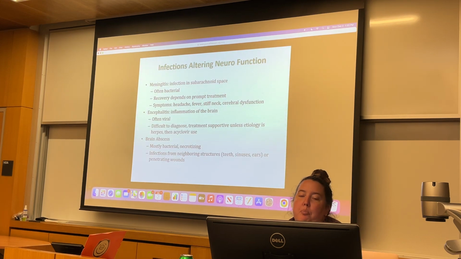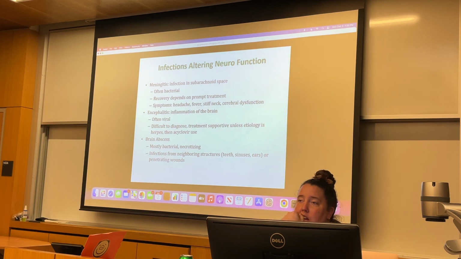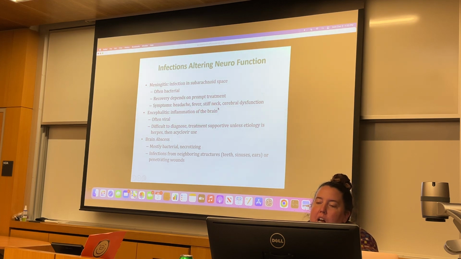Okay, brain abscess, so like a collection of pus in the brain. Okay, we've talked about this once before already in this class. They are mostly bacterial, almost always bacterial. They are necrotizing, meaning they can cause tissue death. And they are generally caused by infections from neighboring structures. So they happen a lot after people get dental work. They can end up with a brain abscess.